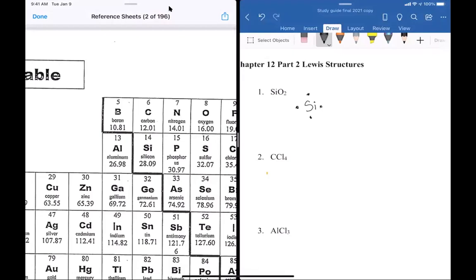Then we keep going. Carbon is 4, nitrogen is 5, oxygen is 6. That means you have 6 dots around oxygen, and we have 2 oxygen. So we're going to draw 1, 2, 3, 4, 5, 6, and 1, 2, 3, 4, 5, 6.